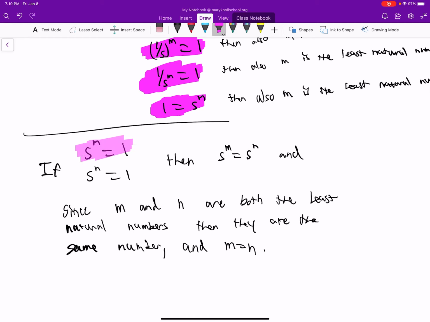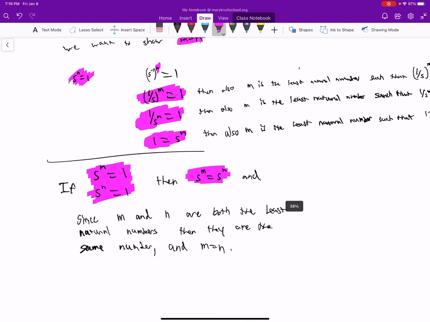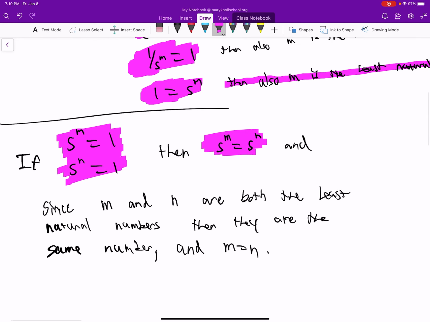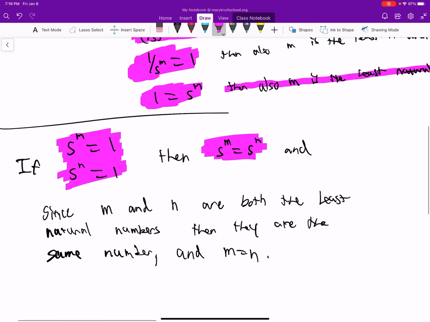So S to the m is 1, S to the n is 1, then we know that this is true. But since m and n are both the least natural numbers, then they're both the same number. And so this part is important, this line. Since m and n are both the least natural numbers, then they are the same number, and m equals n, which is what we're trying to show.